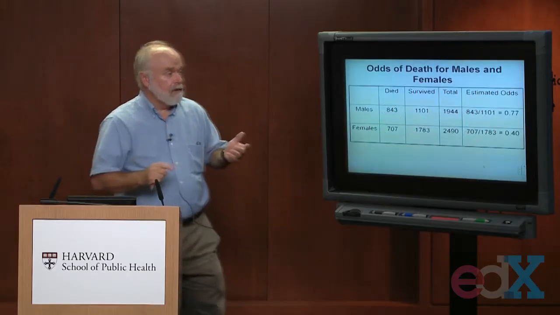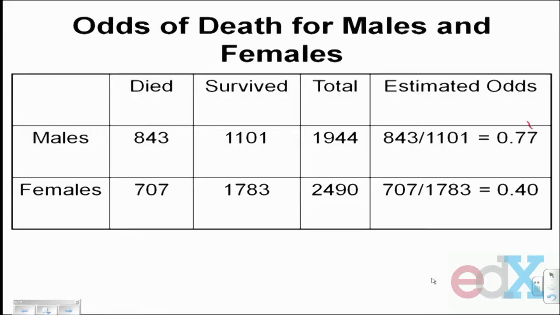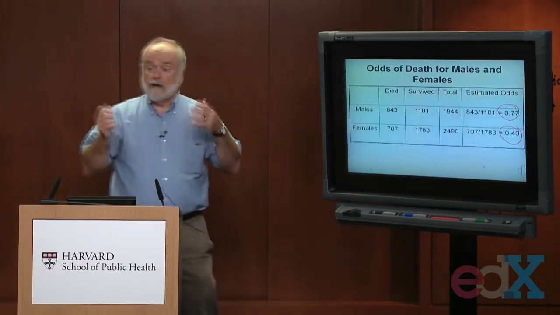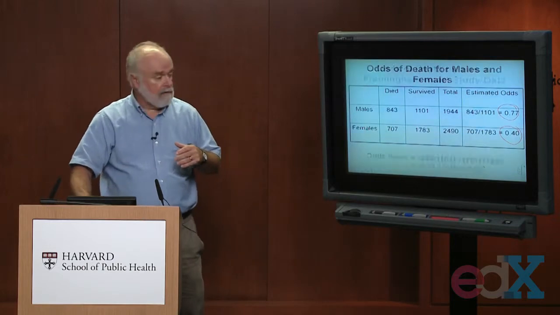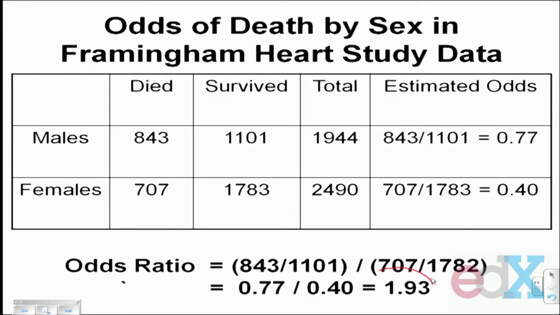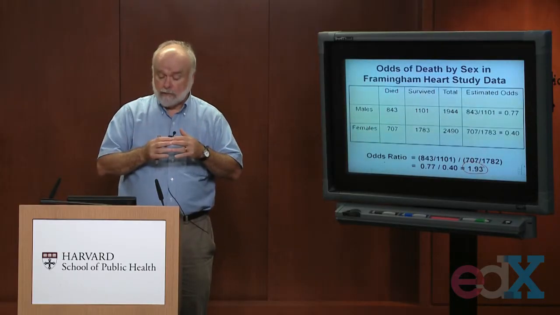Well, if you go through the calculation, that means the odds of dying for a male is 77%. The odds of dying for a female, a woman, is only 40%. You could build a measure of association by dividing one of those by the other, calculating the odds ratio. 77% divided by 40% gives you an odds ratio of 1.93. How we interpret that is we say the odds of dying for a male is almost twice as big as the odds of dying for a female. It's a ratio measure again.